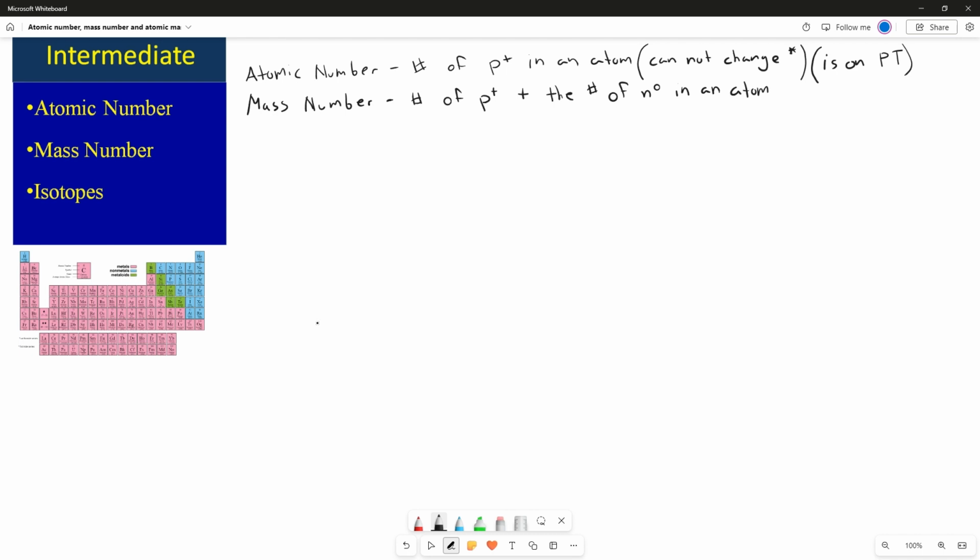So if you add the number of protons plus the number of neutrons in an atom, that is the mass number. Now, the mass number has a couple of interesting things. The mass number can change. And the mass number is not shown on the periodic table.